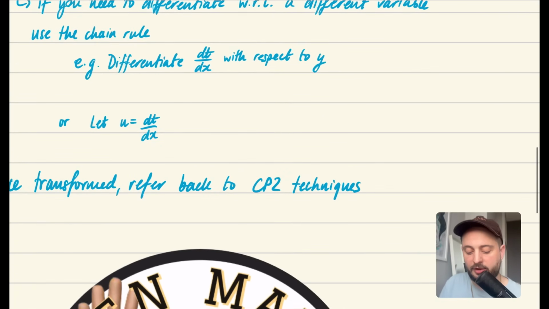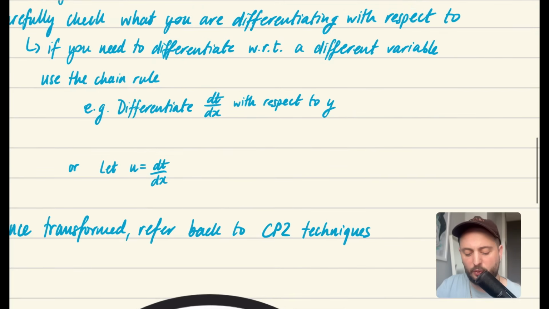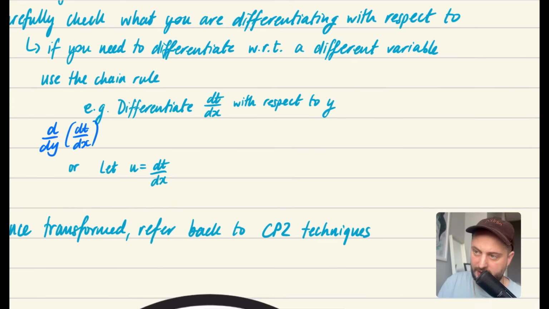So I'm going to try and demonstrate this with a couple of different approaches. If we wanted to differentiate dt/dx with respect to y, this is quite weird because we're trying to differentiate this thing with respect to a totally different variable that doesn't appear here. So I'm going to translate that into a differentiation statement. I am trying to differentiate dt/dx with respect to y. So in other words, I am trying to do d/dy of dt/dx. Well, I can't do that directly, but I can differentiate dt/dx with respect to a different letter.